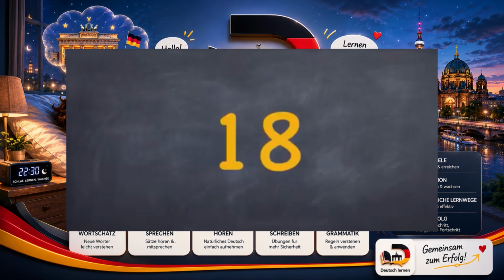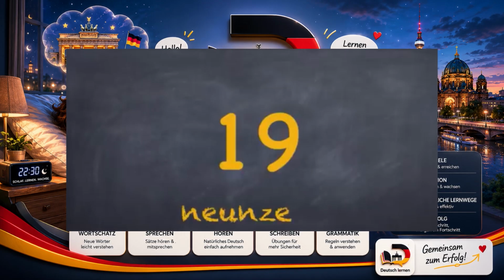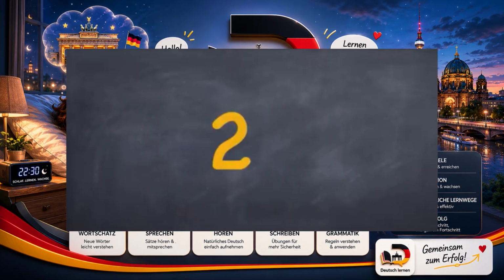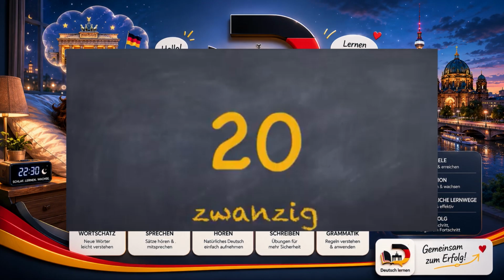Let's look at the next one. Achtzehn. Once again, achtzehn. And the next one, neunzehn. Once again, neunzehn. And now we come to the final number, zwanzig. Once again, zwanzig.